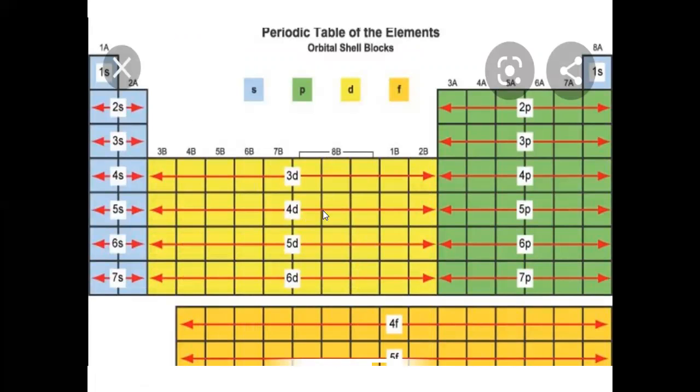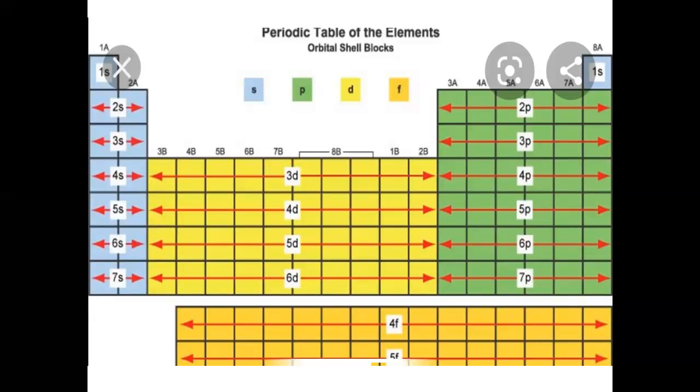You can see in this image that all the elements present in group number 1 and 2 are called S block elements. You can see here the first period is 1s because it has one shell. The second period has 2 shells, 2s, 3s, 4s, 5s, 6s, 7s. The shell number changes, but the outermost subshell is S. You can see S, S, S, S, S.